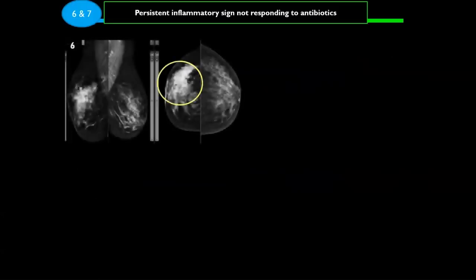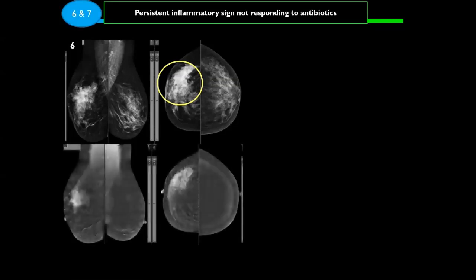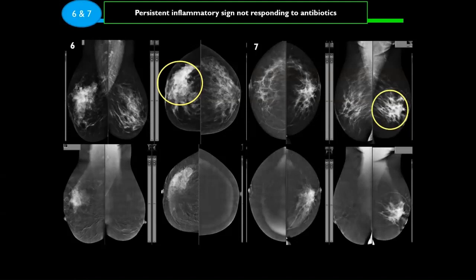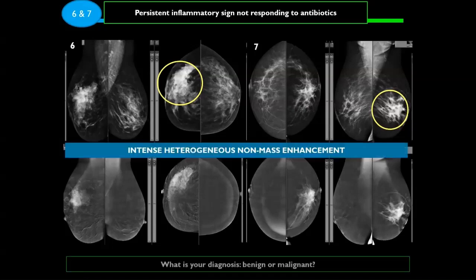Cases 6 and 7 are two similar cases. The first one had resistant mastitis, and on her mammogram, she had a global asymmetry. This is the contrast mammogram of the same patient showing a corresponding non-mass heterogeneous enhancement. And the second case, she had a left breast resistant mastitis. Again, she had a retroareolar asymmetry, and on the contrast mammogram, she had heterogeneous non-mass enhancement corresponding to the same area. So which do you think of these lesions is benign and which is malignant?